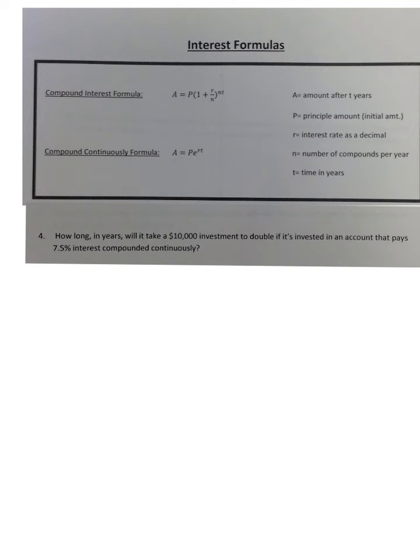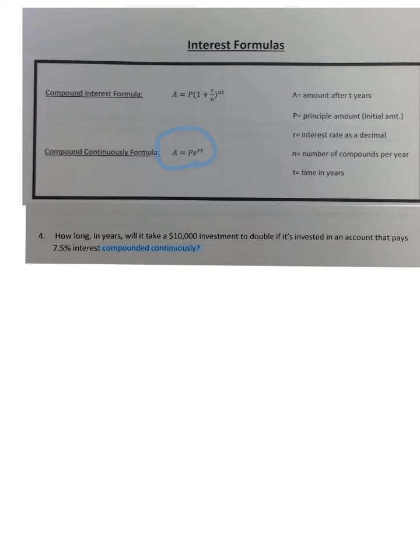All right, so we're going to skip to number 4. Number 4 says, how long in years will it take $10,000 to double if it is invested in an account that pays 7.5% compounded, here we go, continuously. So remember, continuously, we are always going to do a part.